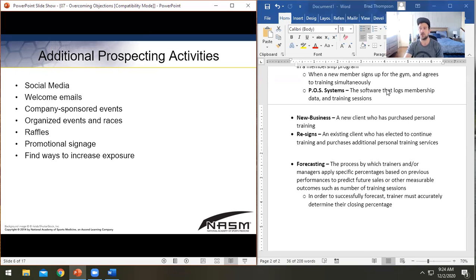I'm sure you guys have seen LA Fitness does this, I feel like, more than any other gym out there. It feels like they always hang out outside of Ralph's and stuff, handing out things. You know, organized events like races or obstacle courses and things like that, raffles, all the fun stuff that your gym does.